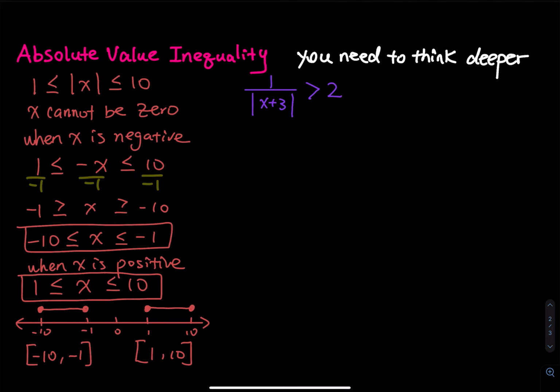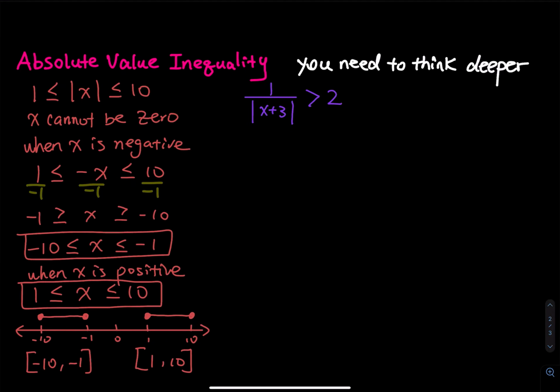So you can check my work. Let's say x equals 3.6. So 3.6 is right over here. That satisfies the inequality. How about x equals negative 9.1? Negative 9.1 is right over here. That satisfies the inequality. Once you take the absolute value, you get a positive 9.1. Positive 9.1 is between 1 and 10.